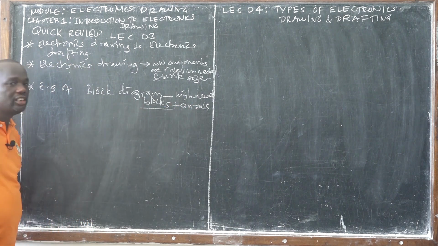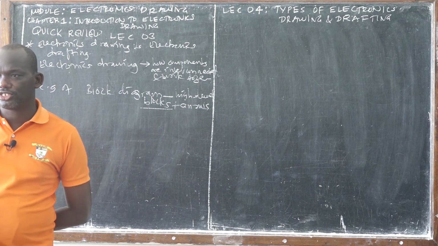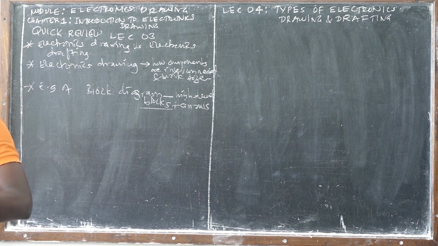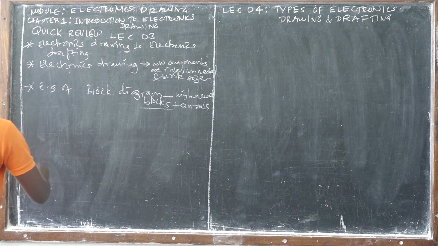Blocks represent what? Subsystems of that particular system. Arrows represent what? The flow of the signal from one point or from one block to another block, right? And then we discussed that.